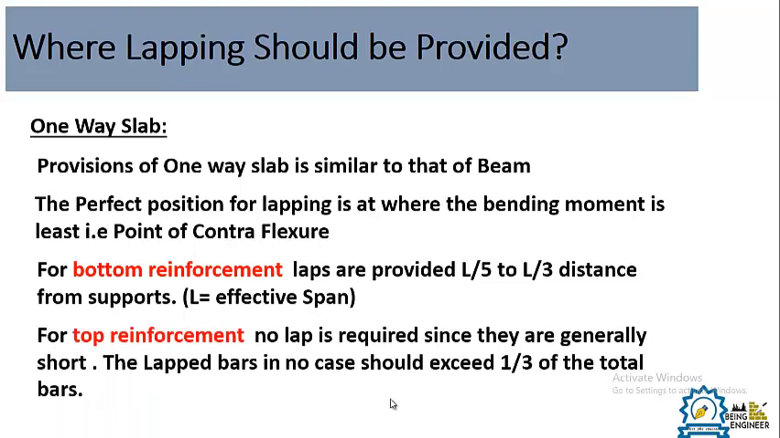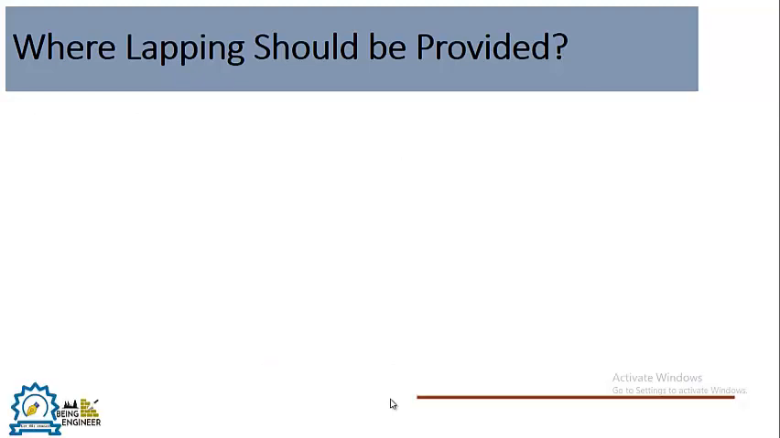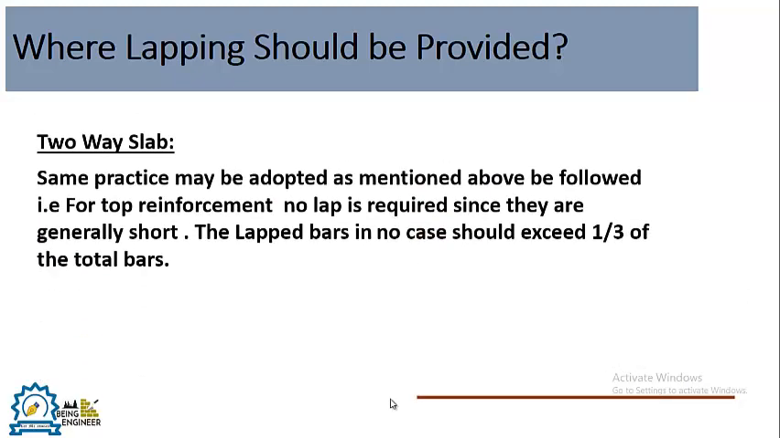For top reinforcement, in case of a one-way slab, no lap is required, since they are generally short. The lap bars in no case should exceed 1/3 of the total bars. Now in case of a two-way slab, the same practice as mentioned above should be followed. That is, for top reinforcement, no lap is required, since they are generally short.